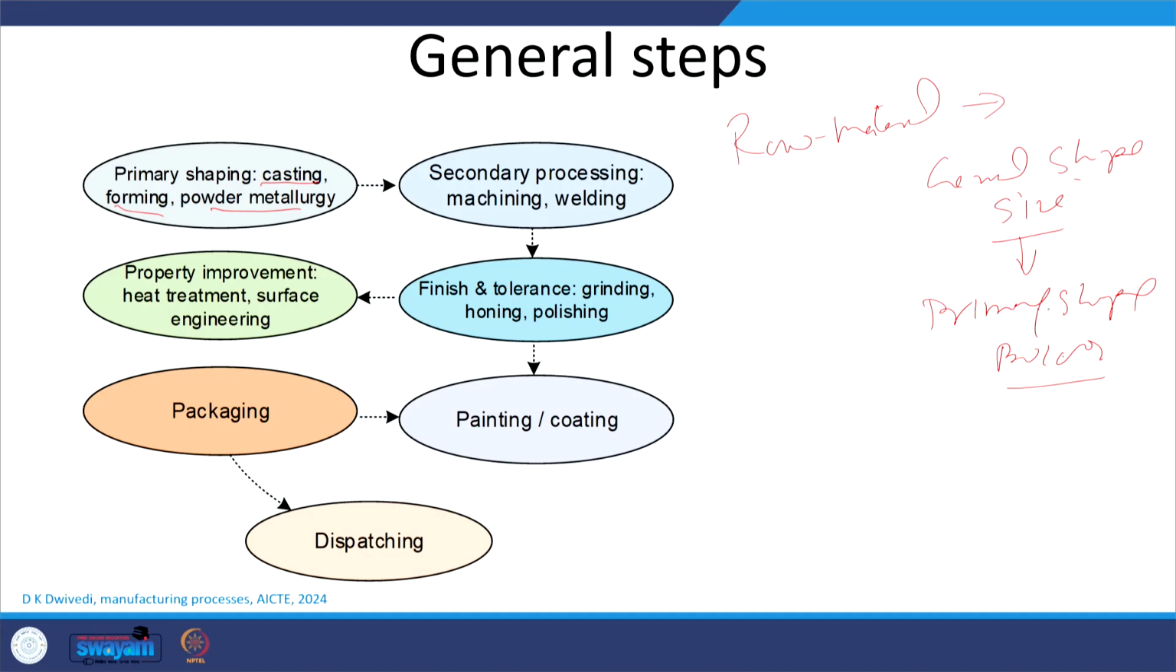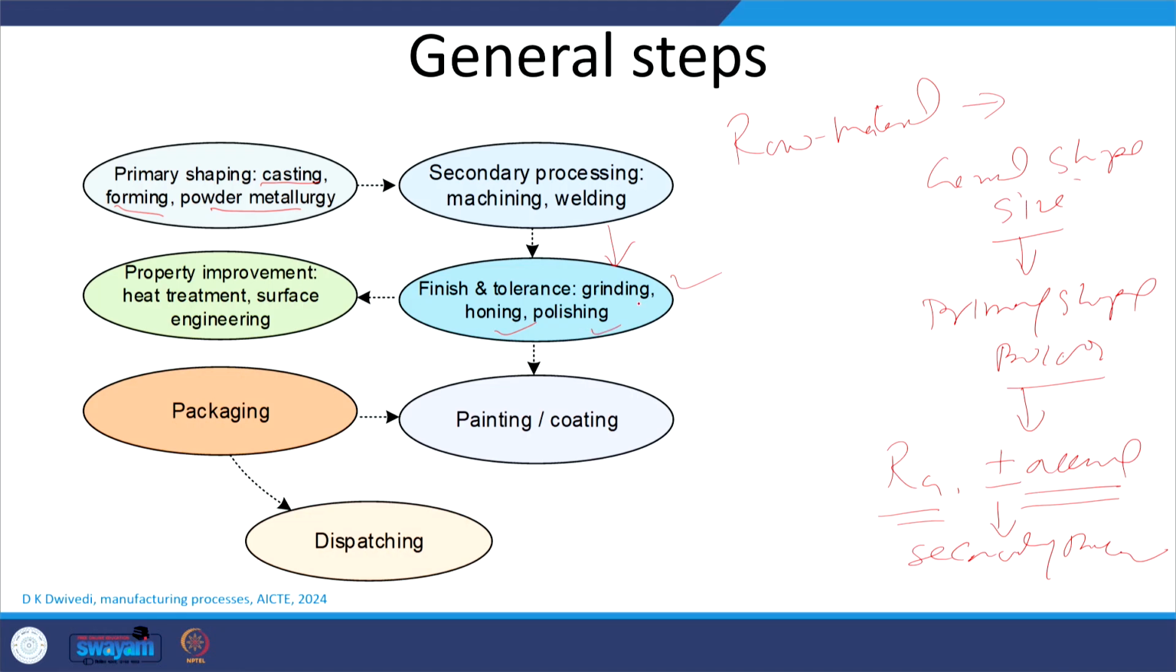Once we achieve the general shape and size close to the desired one, it may not have the desired surface finish or accuracy. To realize the desired dimensional accuracy and surface finish, these are further subjected to secondary processing, which involves machining, heat treatment or welding. After that, the desired finish and tolerance are realized through grinding, honing and polishing.